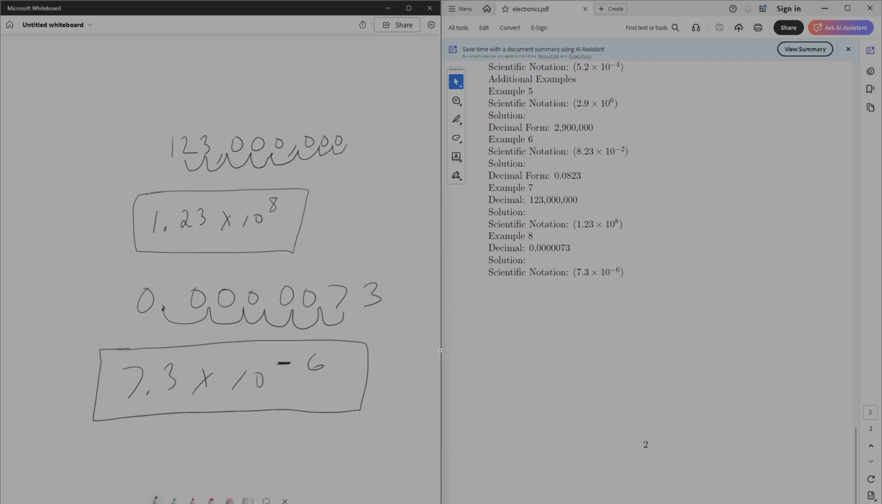So in this video we learned how to convert from scientific notation to decimal, and from decimal to scientific notation.